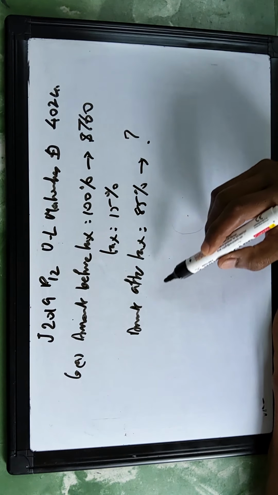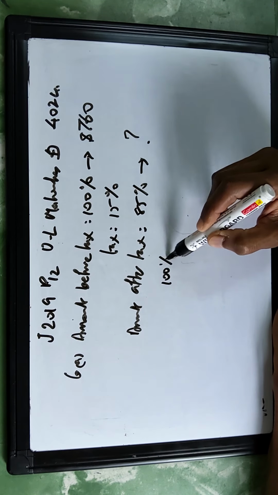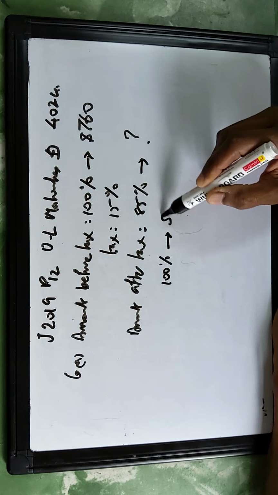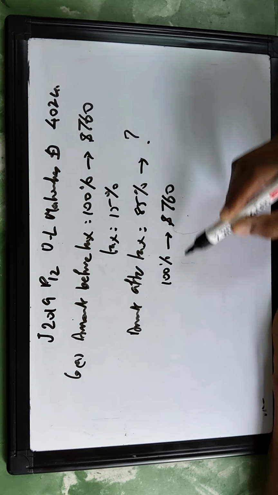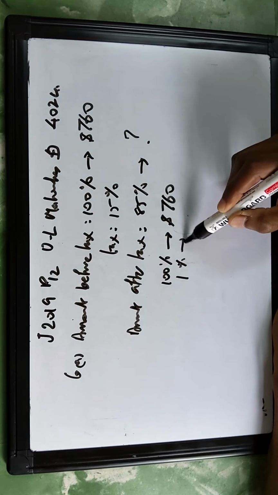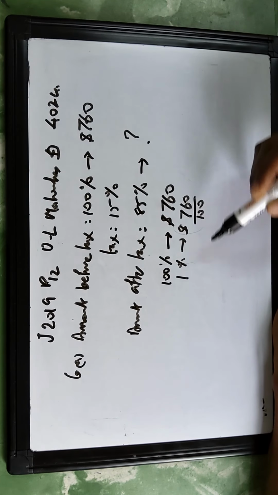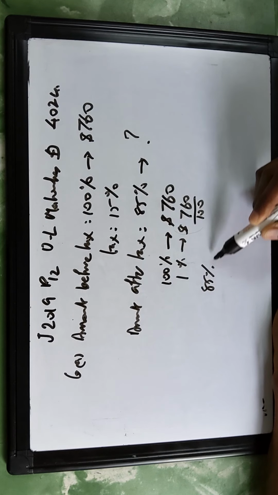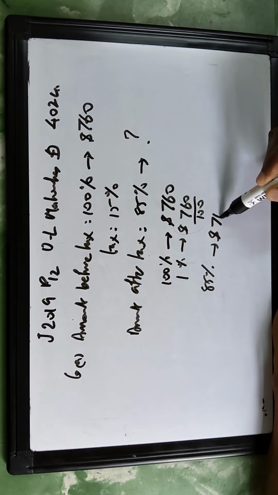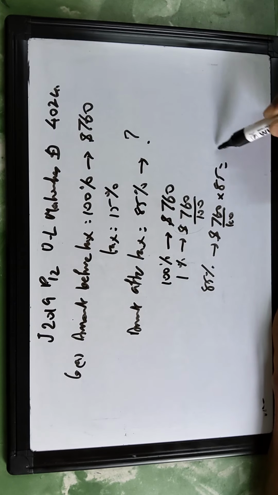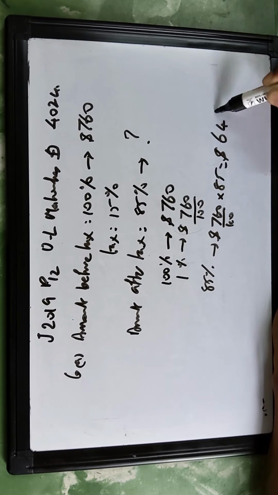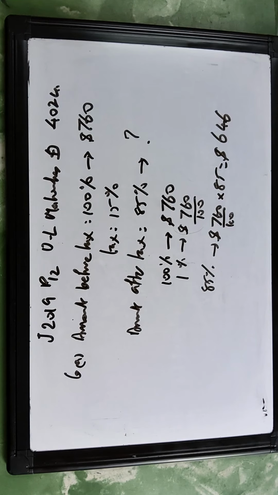So by proportion, 100% is equivalent to $760. 1%, 760 divided by 100, and then 85%, $760 divided by 100 times 85, which gives $646. That's the amount after tax.